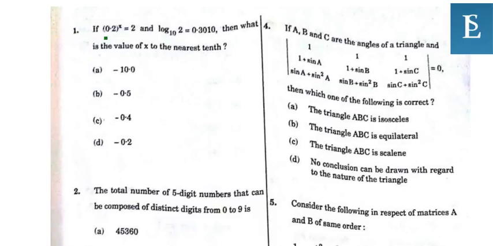So the question is, if 0.2 power x is equal to 2 and log 2 base 10 equal to 0.3010, then what is the value of x to the nearest tenth? Okay, so how do you solve this question? This is kind of a little tricky one. This is the equation. You can take log from both sides, and then you can solve this question, and you will get the answer x equal to minus 0.43, something like that. So option C should be right.